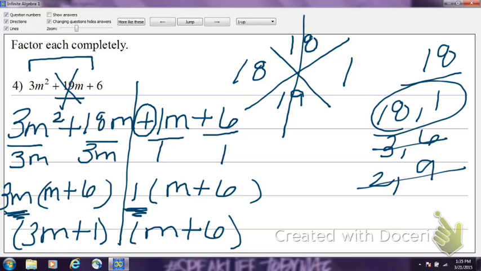This can be checked using FOIL, so you know that 3m times m is 3m squared. 3m times 6 is 18m, and 18m plus the 1m we'll get here gets you the 19m, and 1 times 6 gets you the 6 at the end. This is your first example of advanced factoring.